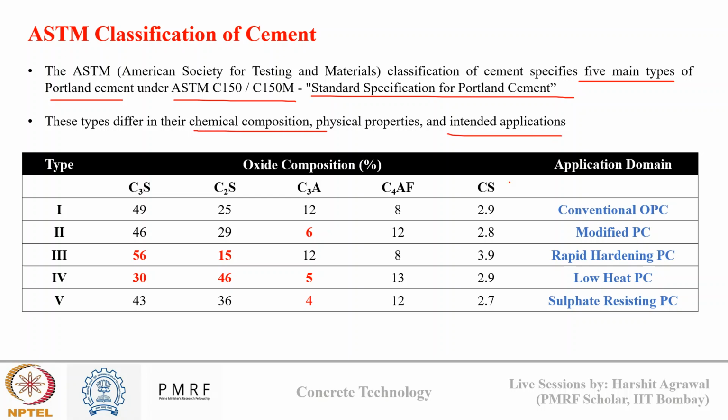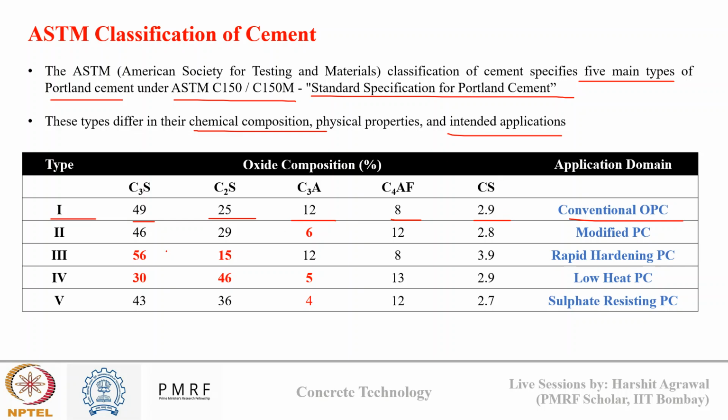Okay, so in the table we can see some minor and some major changes in the compound composition for each of the ASTM types. Type 1 is the conventional OPC, for which you can see the proportions are 49% C3S, 25% C2S, 12% C3A, 8% C4AF, and 2.9% calcium sulfate, which is gypsum.